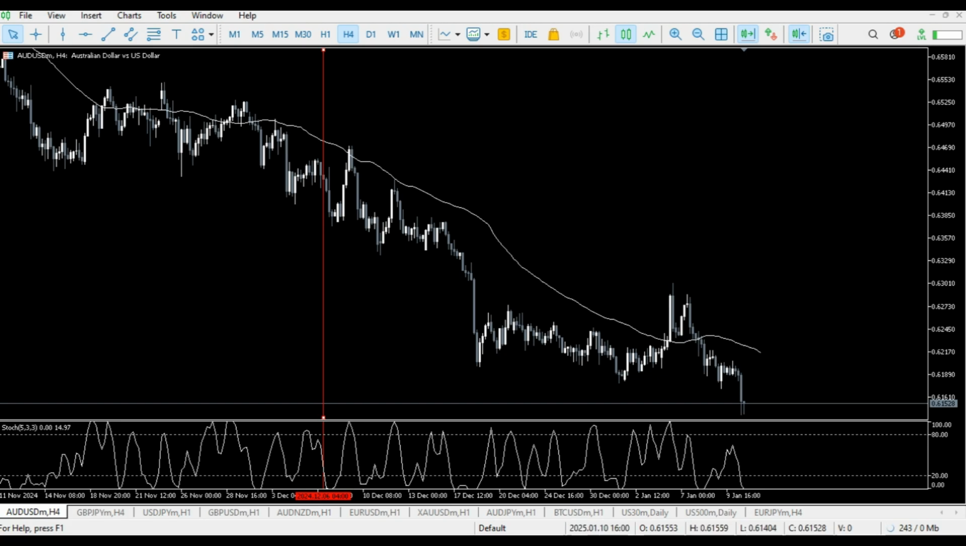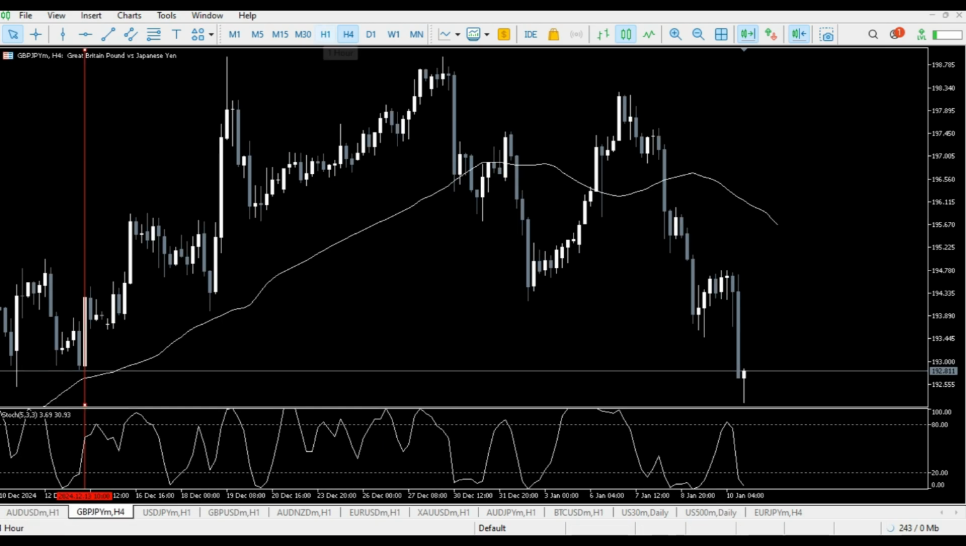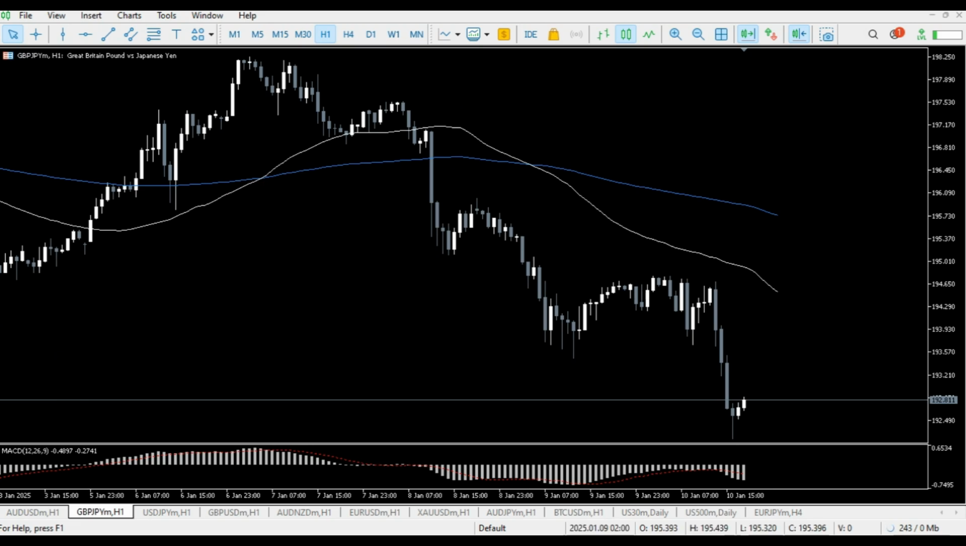On the AUD USD, we are waiting for confirmation for the continuation trend. And then on the GBP USD, we are waiting for confirmation. Price is far from the 200 EMA. So if price pulls back and doesn't touch the 200 EMA, it will be a confirmation to initiate entries.